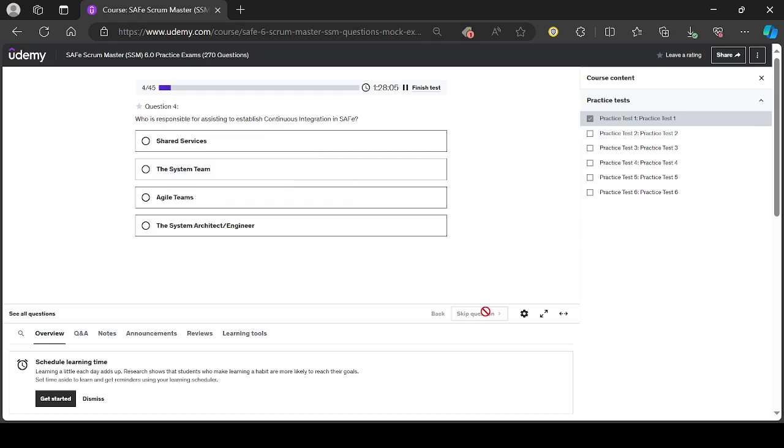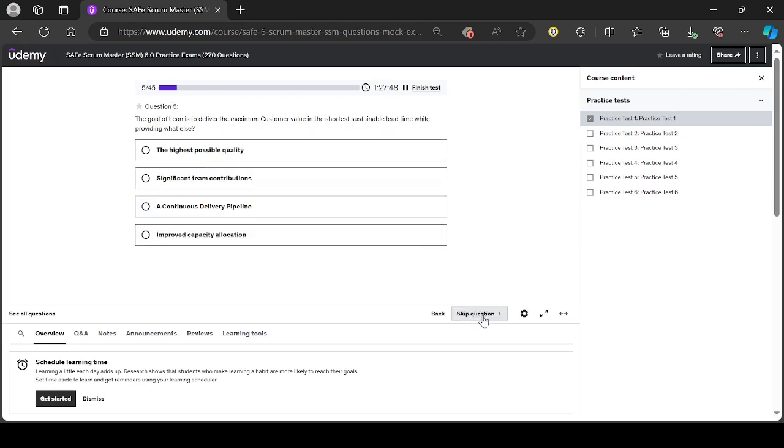The fourth one is who is responsible for assisting to establish continuous integration in SAFe? Is it the shared services, the system team, agile teams, or the system architect or engineer? Which of them? You see that it is the agile team here.